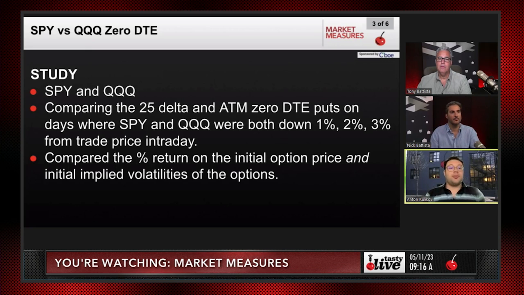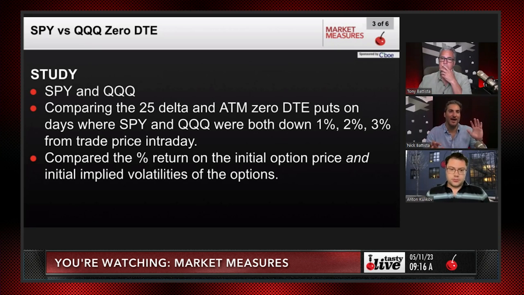So we're going to compare the percentage return on the initial option price and the initial implied volatilities of the options. We're going to look at how much more expensive those options were when you put the trade on, and then when you had the move, which options moved more and by how much. Okay. Cherry picking, the hardest thing to time ever is these sort of moves. You're talking about 1, 2, and basically 3 standard deviation moves here, if you were able to time it.